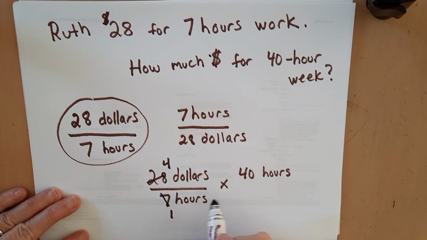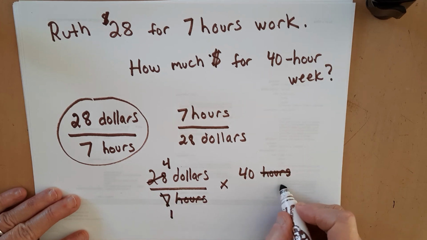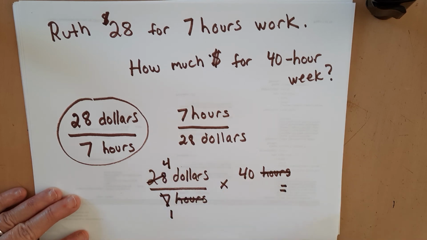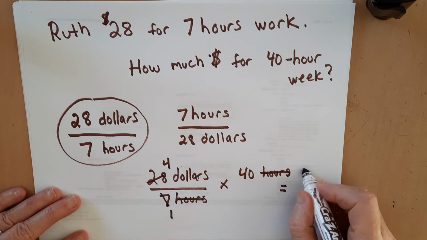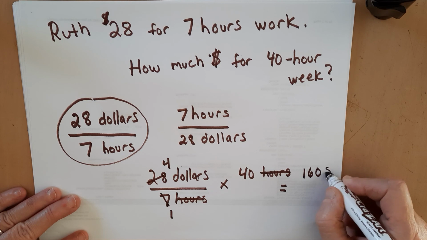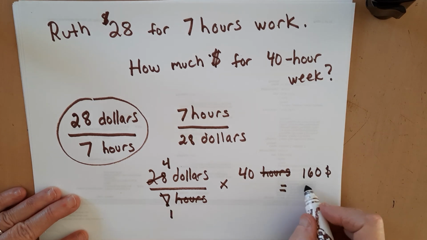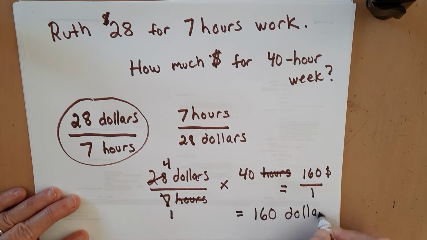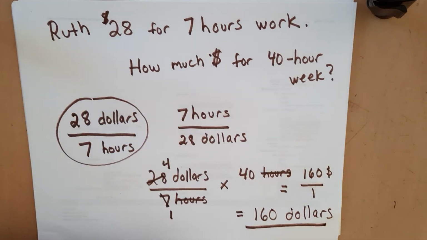Now we can also cross out this hour and this hour, because this one is in the numerator and this one is in the denominator. And what we can see that's left is $4 times 40. So 4 times 40 is $160. And there's only a 1 left. So 160 over 1 is the same as just 160. So that is how we can figure out how much money Ruth made for working 40 hours.